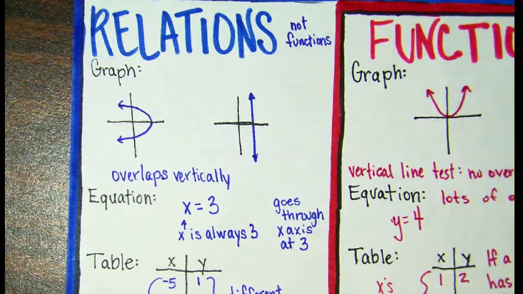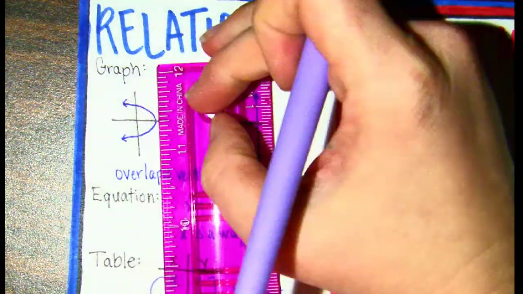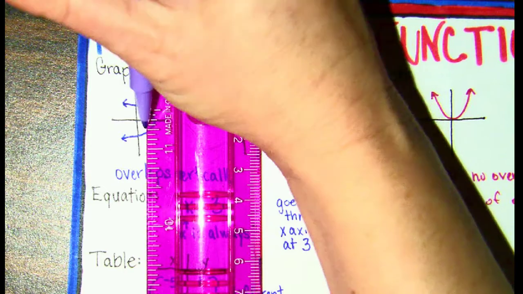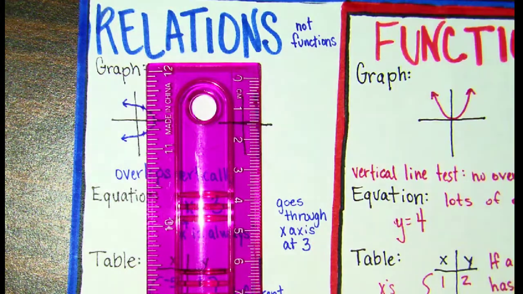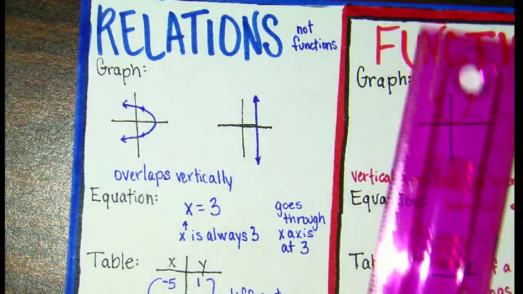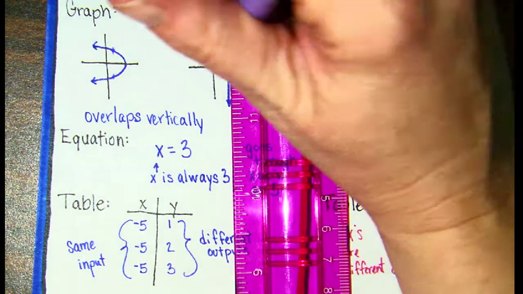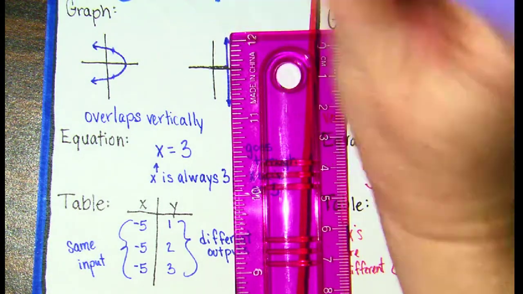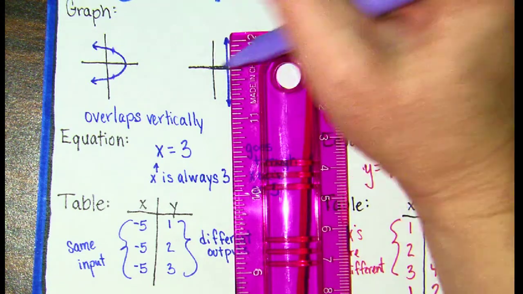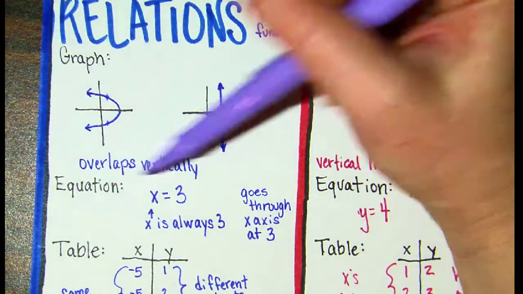So right here, this is not a function, and if you use a vertical line, you will see right here, when I hold this ruler vertically, I'm touching here and here, overlapping vertically. So that means I've got two outputs for the same input. It's not a function. Here, when I use my vertical line, I've got the same input, but I've got all these different outputs for the same exact input. This is not a function. So on a graph, you see not a function, a relation, when it's overlapping vertically.